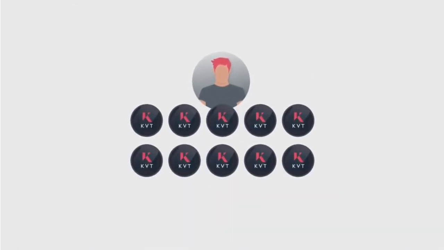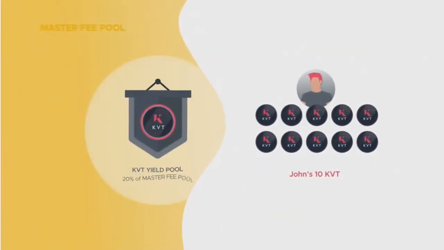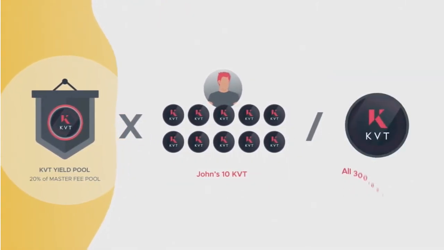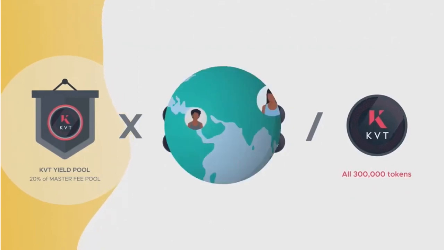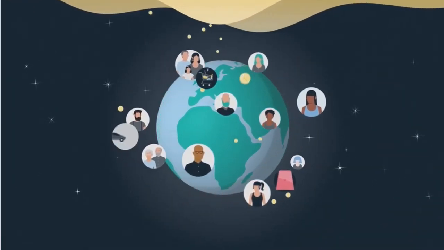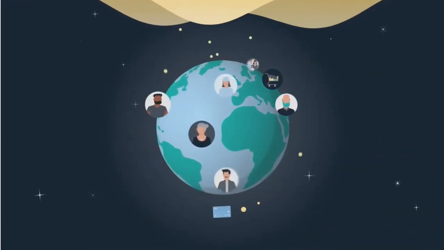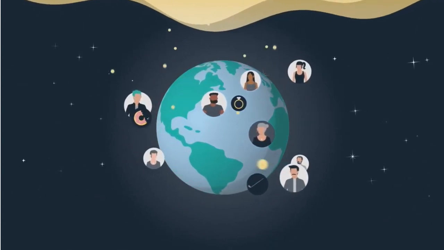So let's break this down for you. If John owns 10 KVTs, he'll receive 20% of the total transaction fee pool, multiplied by the amount of KVTs he holds, divided by the 300,000 tokens that exist. At 1% infiltration, Kinesis would have a market cap of $78 billion of KAU.